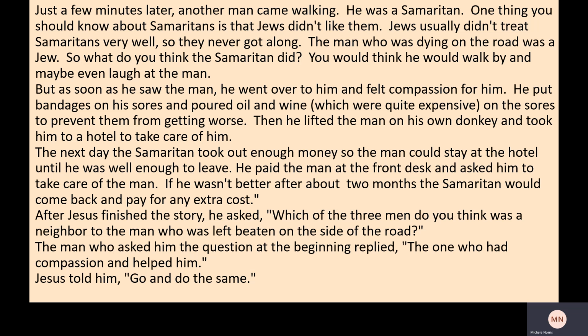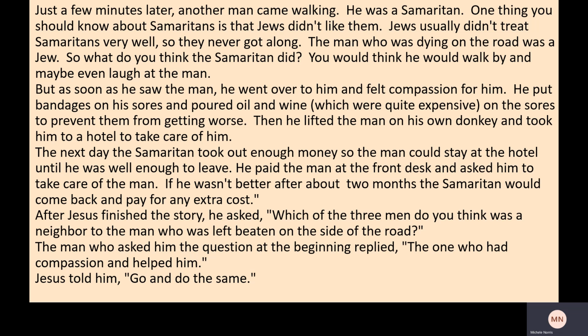The man who was dying on the road was a Jew. So what do you think the Samaritan did? You would think he would walk by and maybe even laugh at the man. But as soon as he saw the man, he went over to him and felt compassion for him. Compassion is when you feel kindness and love for that person and you want to help.